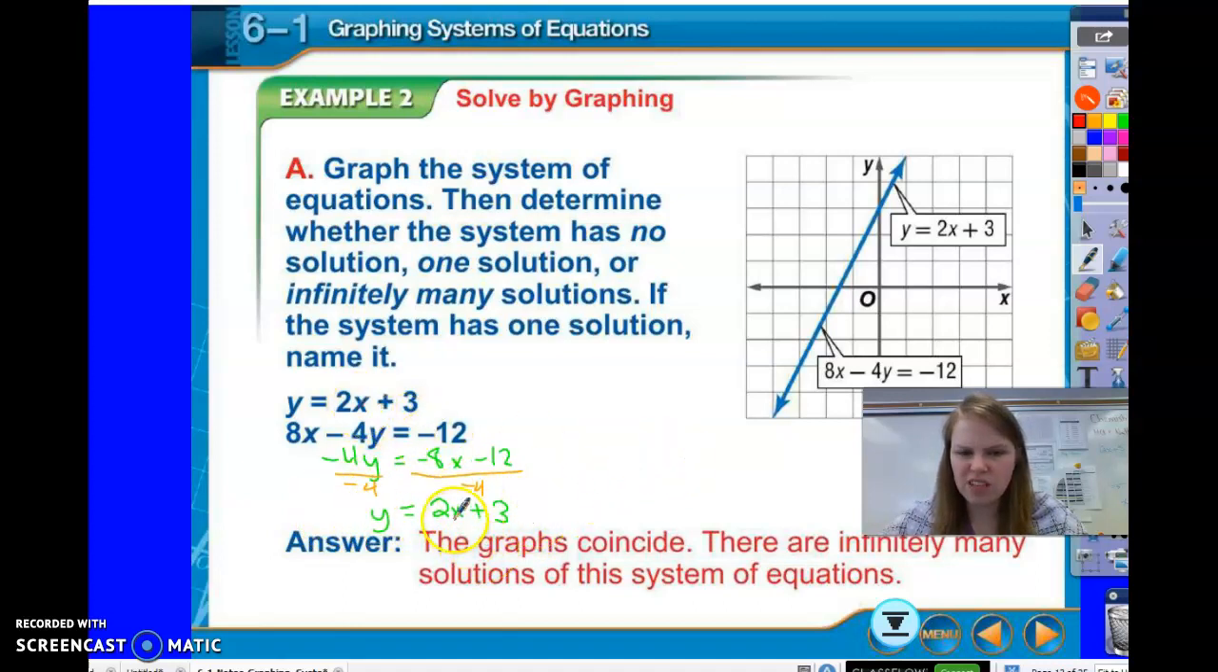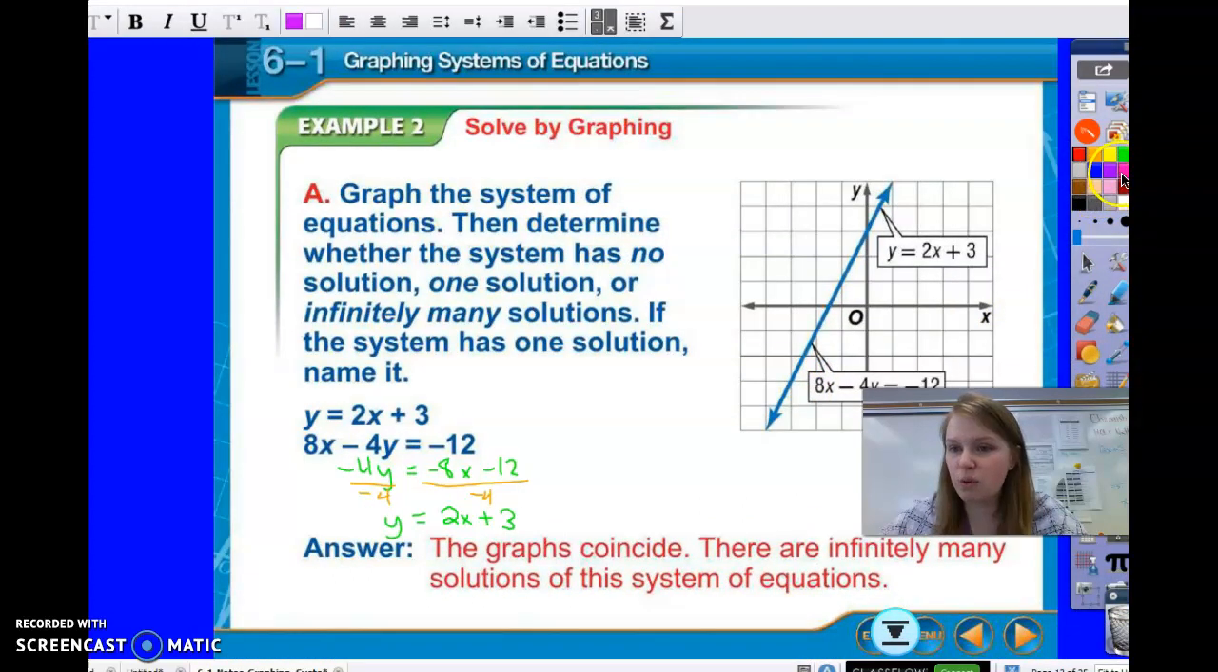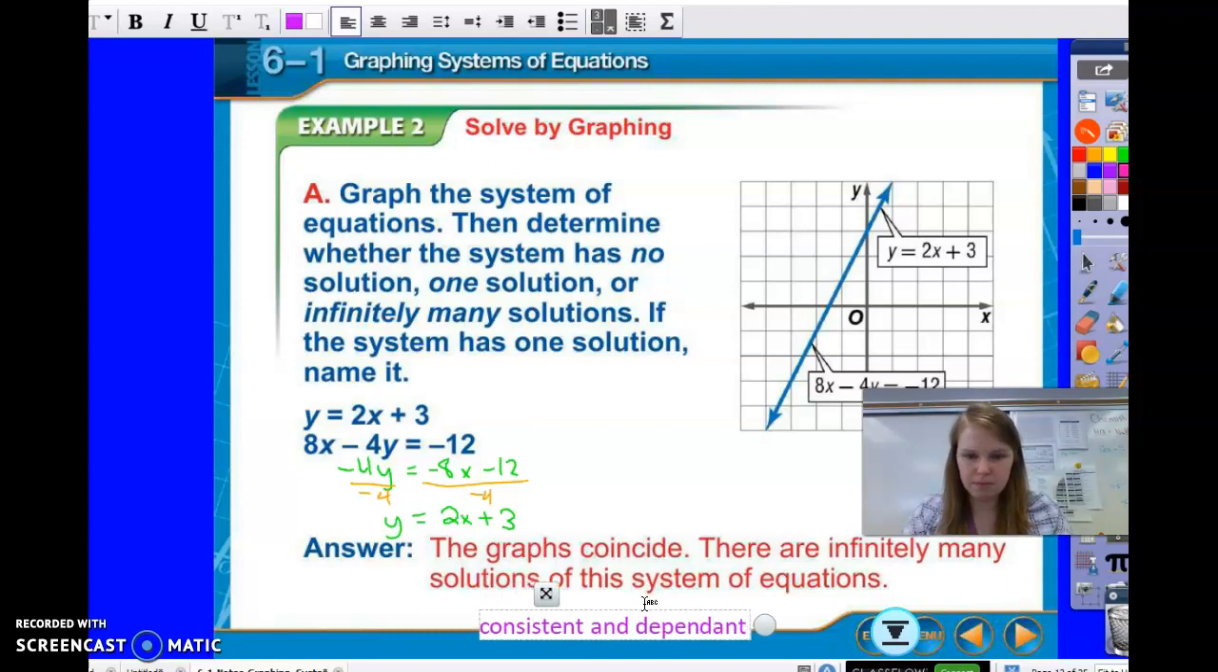When I graphed those, they're the same line. So since they are the same line, there are infinitely many solutions, and we could also consider this, if they were asking, not that they are, but if they are asking, we would say that this is consistent and dependent. What was it? I think it was an E.